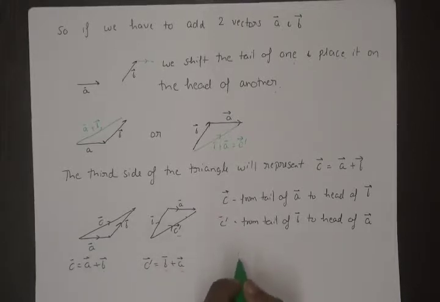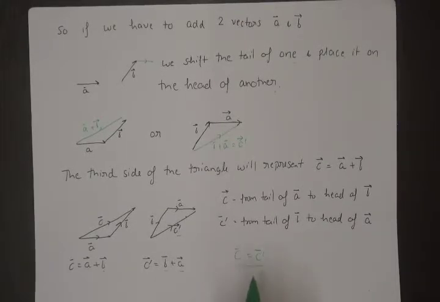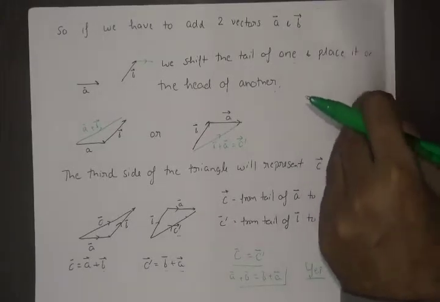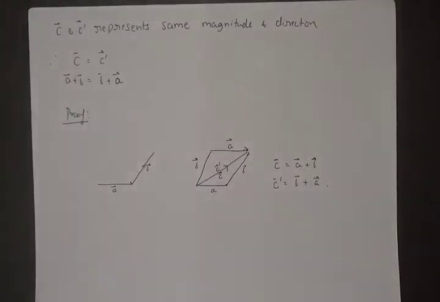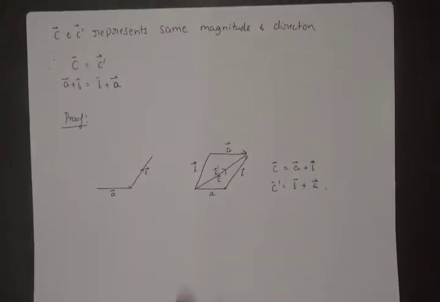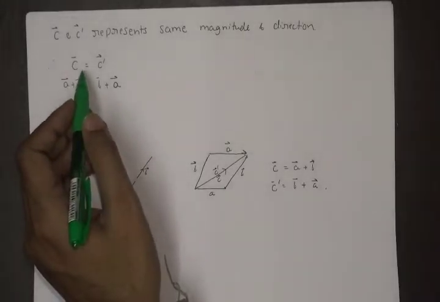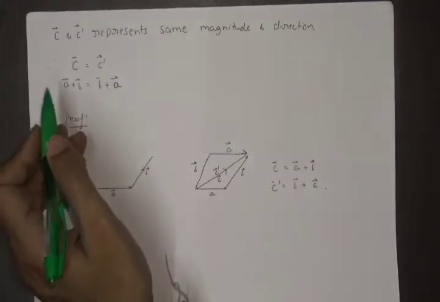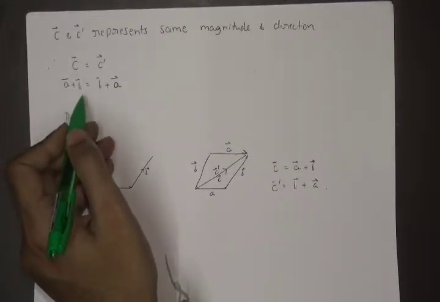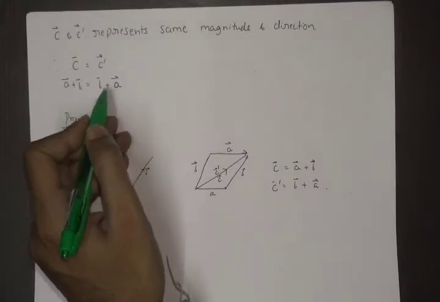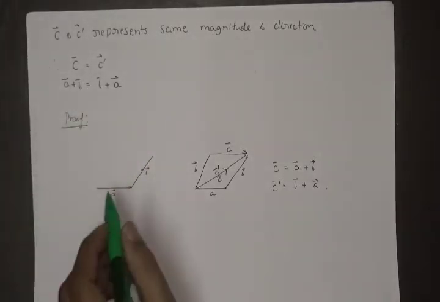Question is C vector equal to C dash vector, or is A plus B equal to B plus A vector? The answer is yes, it is so. And it is very easy for us to prove. C and C dash represent the same magnitude and direction. Therefore, C vector will be equal to C dash vector, and therefore A vector plus B vector will be equal to B vector plus A vector. The proof is very simple.